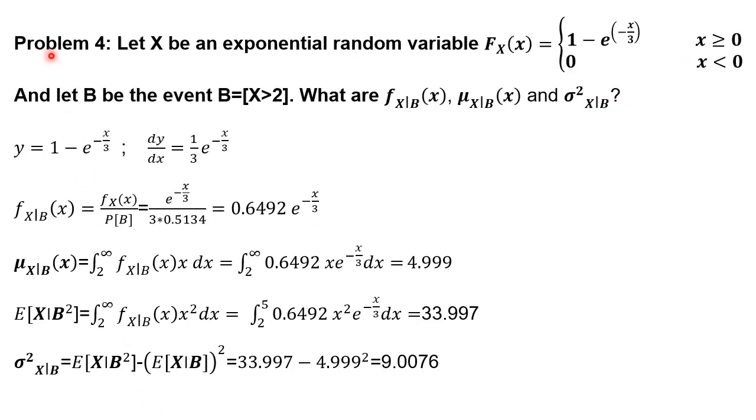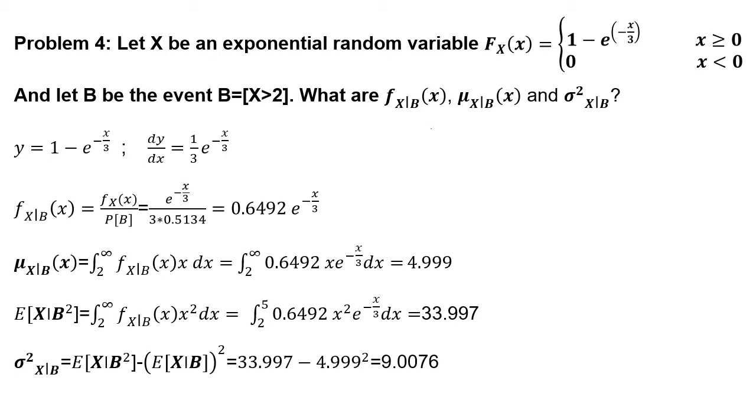Let us solve the fourth problem. Let x be an exponential random variable. If the CDF is given by F_X(x) is equal to 1 minus e to the power minus x by 3 for all values of x greater than or equal to 0, and it is 0 for x less than 0. And event B is defined as x greater than 2. What are the PDF of x given B, mu_X|B, and variance of x given B? Now once the CDF is given to us, we can find the PDF.